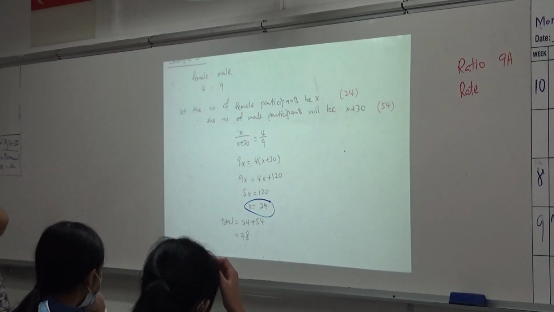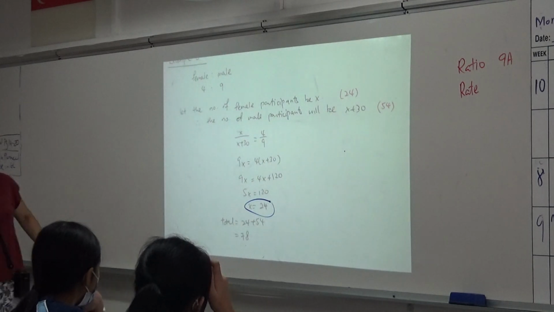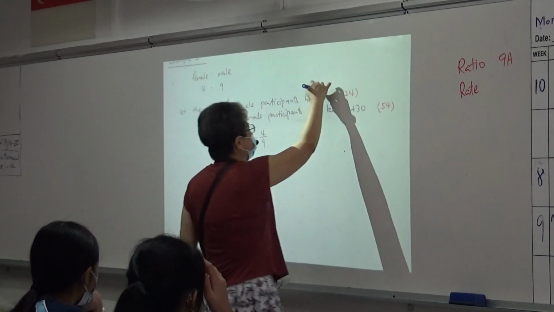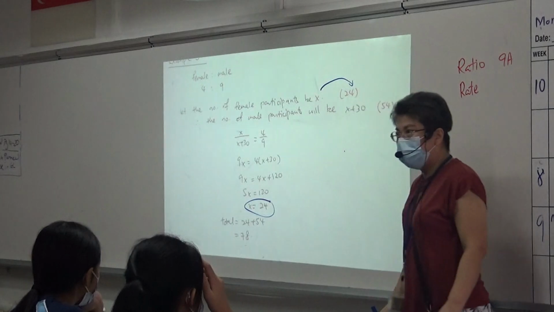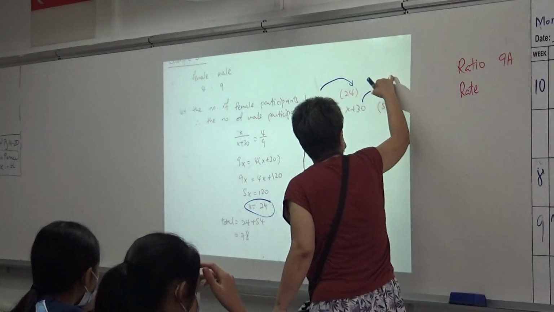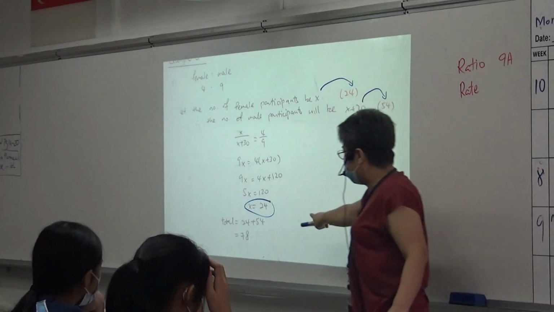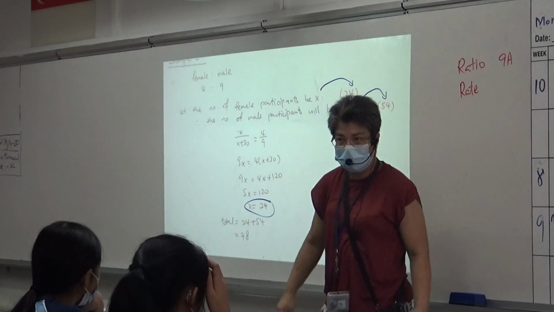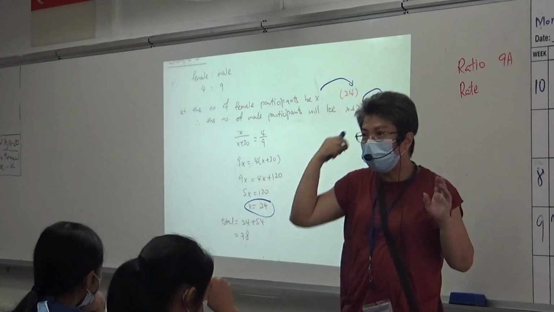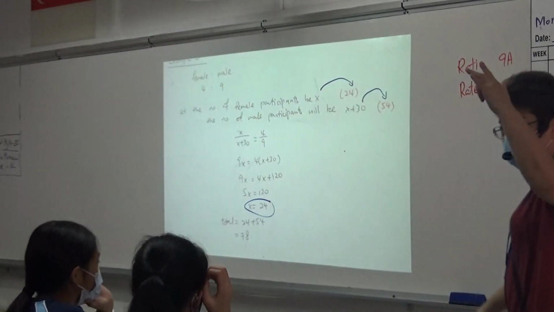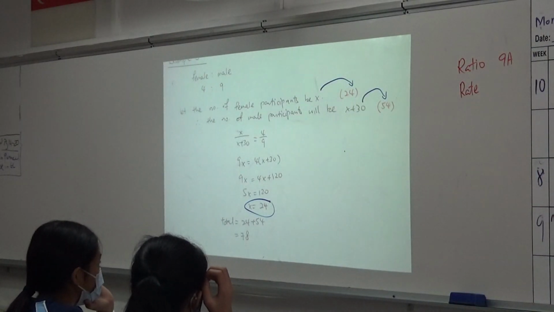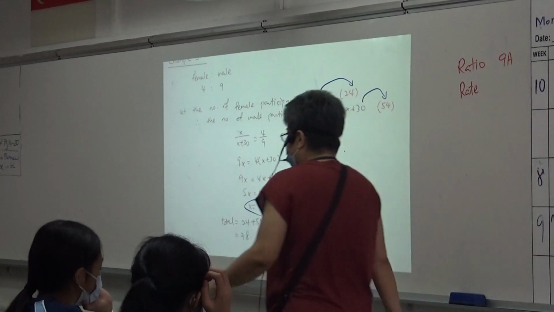What did the question say? Find the total. Okay, total will be, before x is 24, so x plus 30 will be 54, right? How do I get the total? I just add the 2 up, I'll get 78. Can you see what I'm talking about? I'm building on your previous knowledge on algebra to do this. Can all of you understand this? Okay, good. Next question.